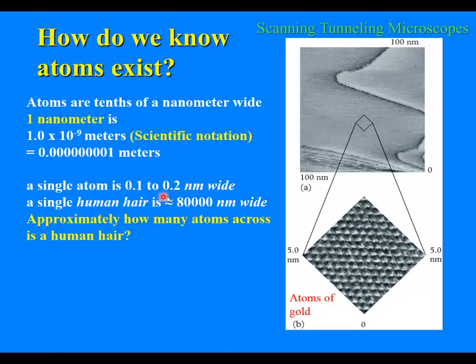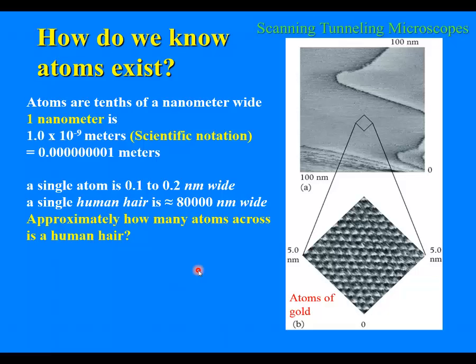Since they're about a tenth to two-tenths of a nanometer, we're looking at 400,000 to 800,000, roughly. So somewhere between 400,000 to 800,000 atoms side by side to add up to the thickness of a human hair, to that 80,000 nanometers, okay? If they're all 0.1, it's going to take 10 times as many, so 800,000 atoms side by side. Okay, so that just tells you how small these atoms are. They're very tiny.